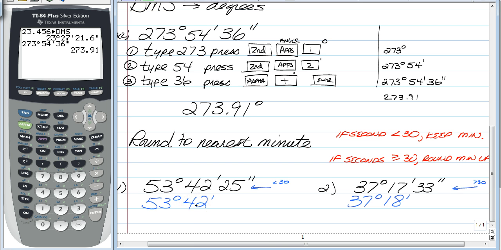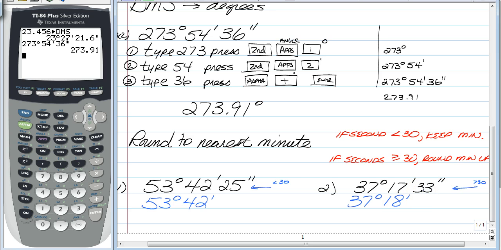But just like rounding, 0.5 of a minute is 30 seconds and above. If you're rounding to the nearest minute when you have 30 seconds or more, then you round that minute up just like you were rounding up if there was a 0.5. So this would become 37 degrees and 18 minutes because 33 is more than half a minute.